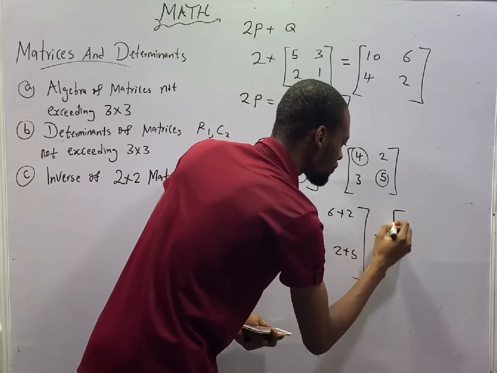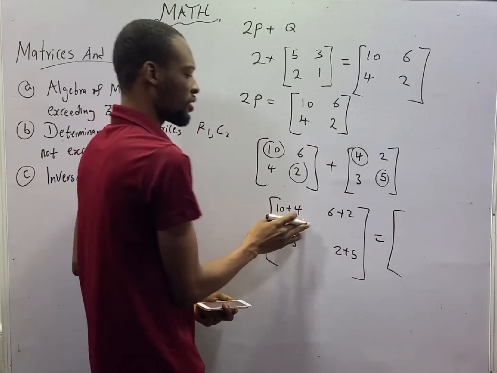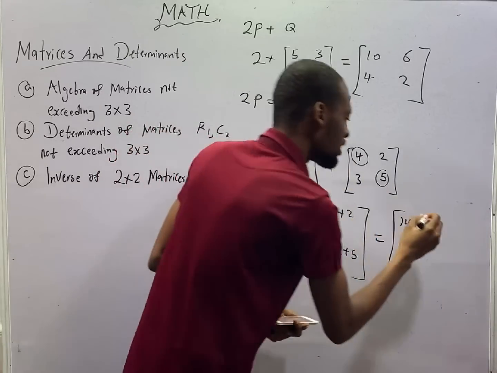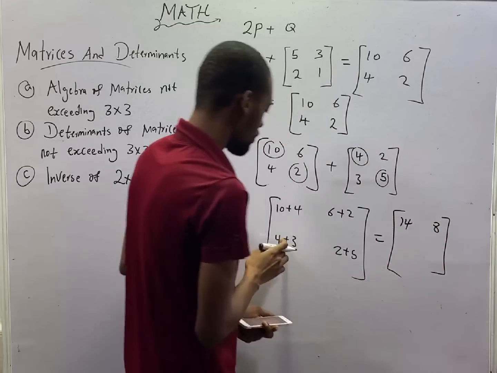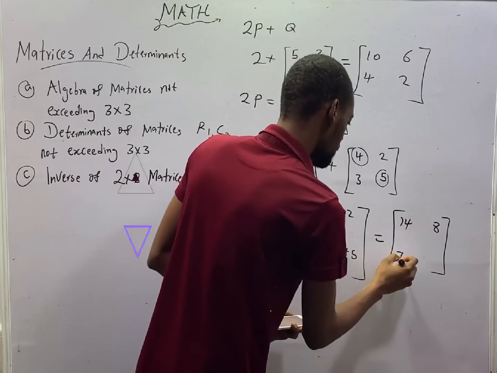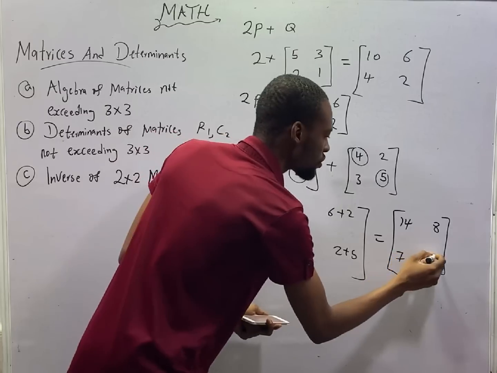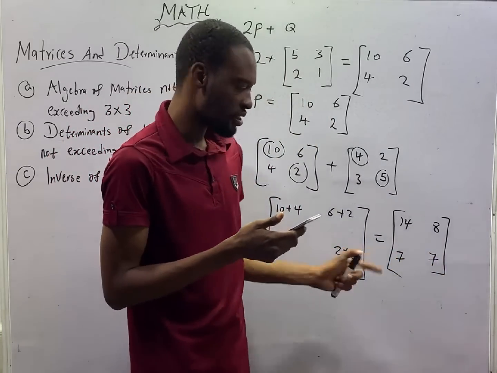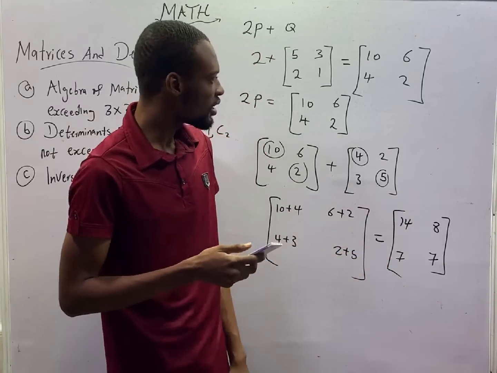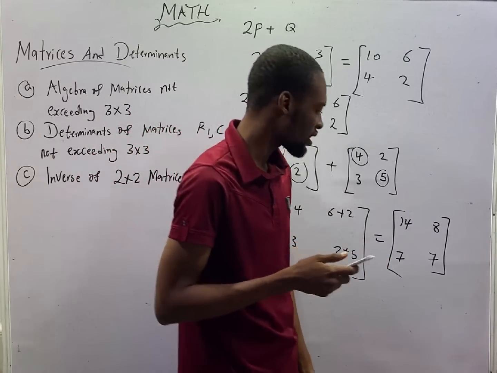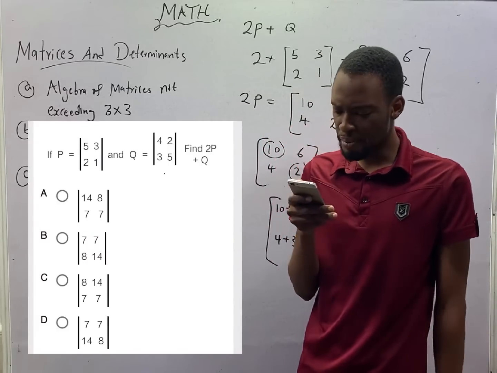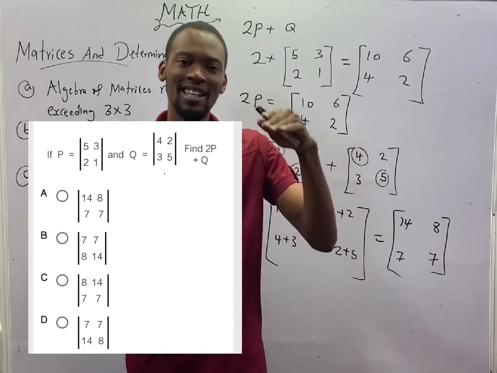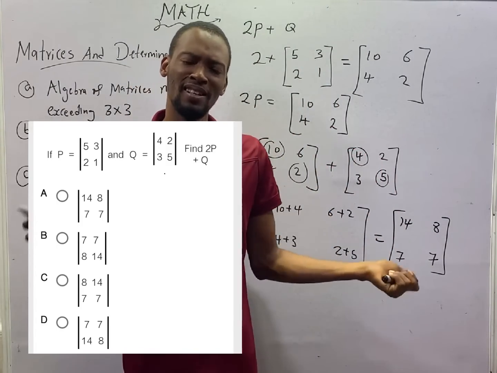So this will give you 10 plus 4 is 14, 6 plus 2 is 8, 4 plus 3 is 7, 2 plus 5 is also 7. So the answer is 14, 8, 7, 7. Let's see if there's any option like that. Looking at all the options, option A seems to be the correct option, and that is the correct option. Let's look at the next question.